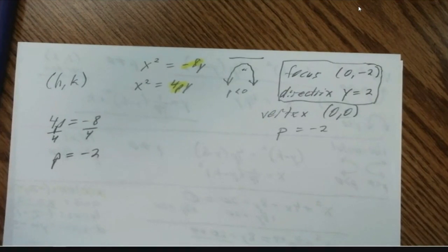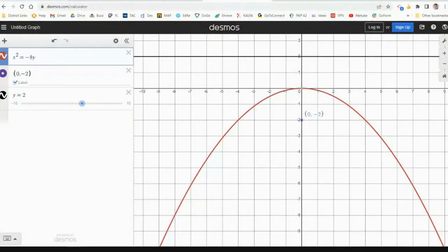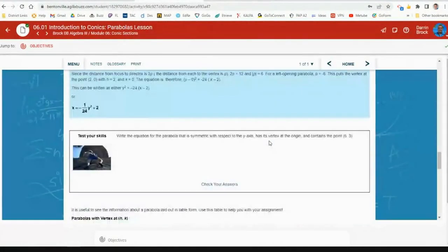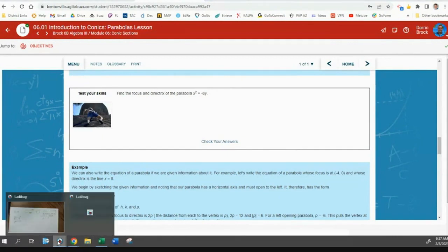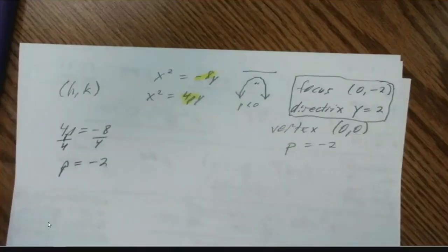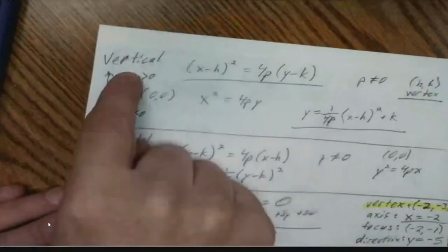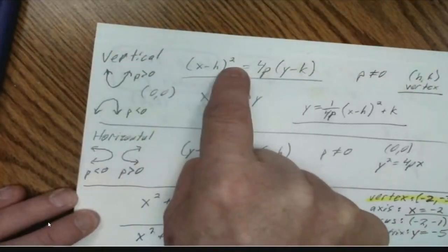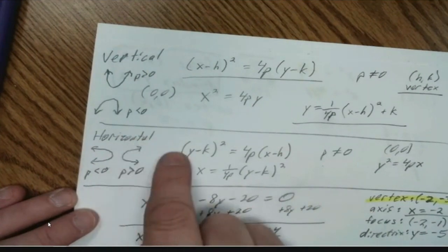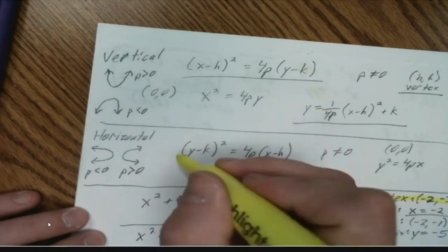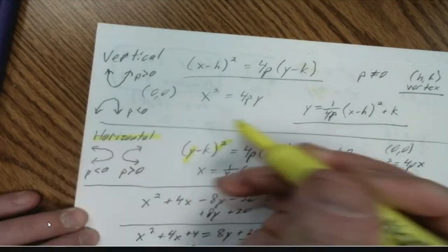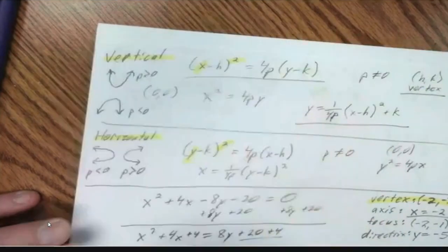All right. Let's see if there's anything else we need to look at. We've got another lesson to look at too here. How do you know when it's going to be a horizontal parabola or a vertical parabola? Good question. Let's go back and look at this. It depends on the equation. If it's vertical, you've got the x squared. If it's horizontal, then you have the y squared. Oh, okay, that makes sense. So that will tell you which way it's going.